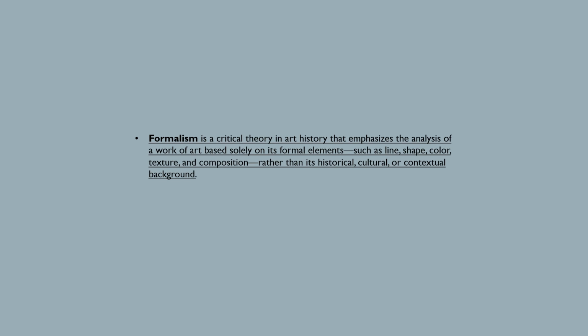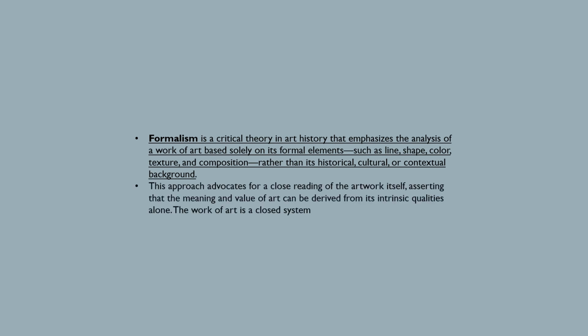These formal elements should be familiar. This is what we've been talking about all semester. These are the elements of art and also the principles of composition, right? We're going to get into that in detail here. But yes, we are looking at just what is in the picture plane, what is contained within the frame for formalism. This approach advocates a close reading of the artwork itself, asserting that the meaning and value of art can be derived from its intrinsic qualities alone, the work of art as a closed system.